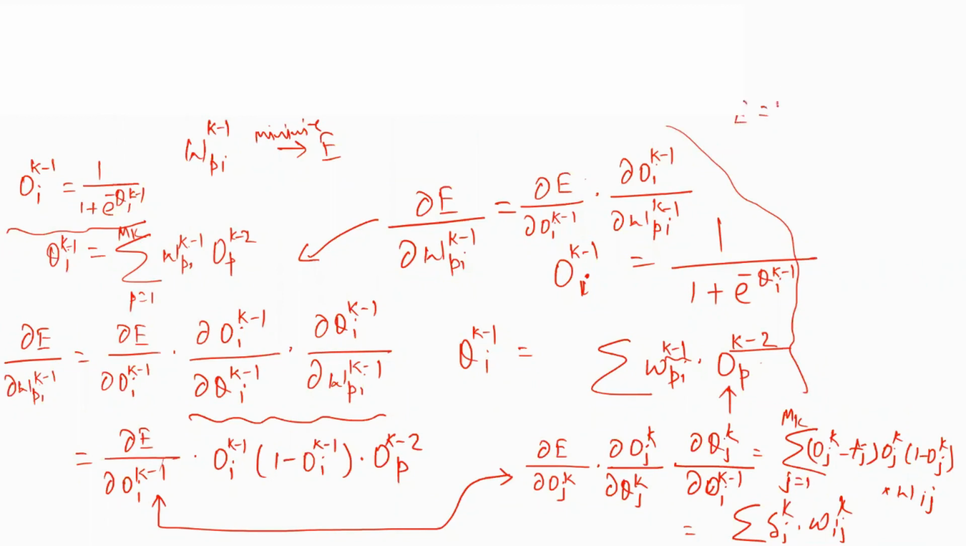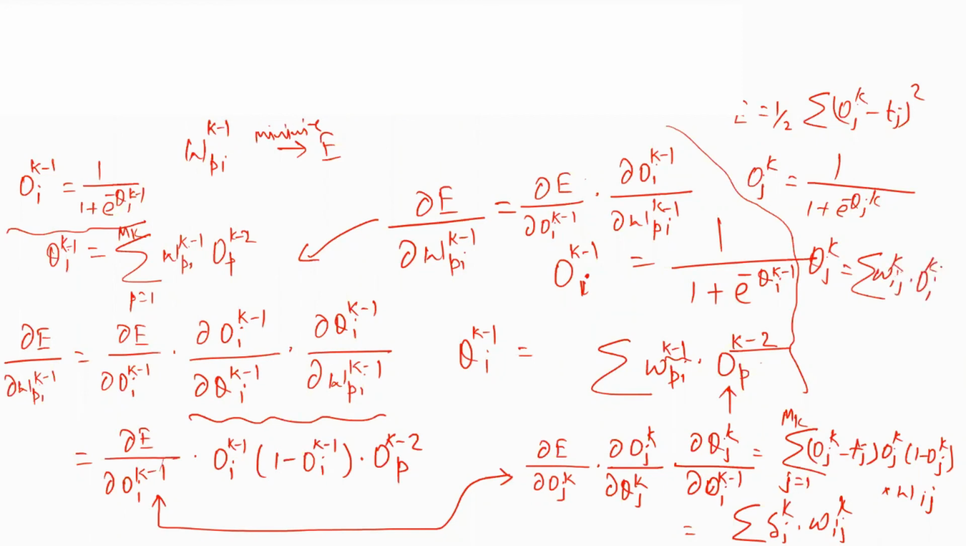Previously, we have already seen that E equals 1 by 2 summation of o j minus t j square, where o j k is given as 1 by 1 plus e to the power minus theta j k, and this theta j k is also given as the summation of w i j k into o i k minus 1. And we assumed previously that this delta j k is given as o j k multiplied by 1 minus o j k into o j k minus t j. We are just substituting the different values that we have already seen in the previous slides.